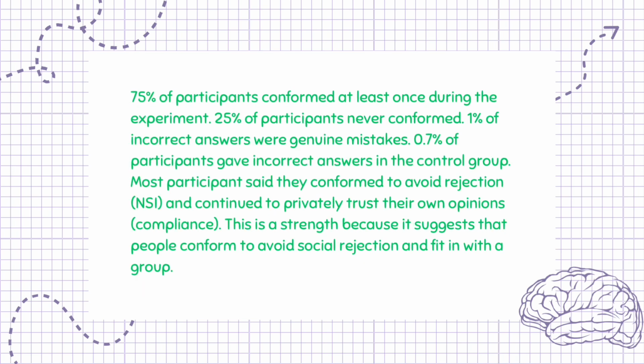75% of participants conformed at least once during the experiment. 25% of participants never conformed. 1% of incorrect answers were genuine mistakes. 0.7% of participants gave incorrect answers in the control group. Most participants said they conformed to avoid rejection, NSI, and continued to privately trust their own opinions, compliance. This is a strength because it suggests that people conform to avoid social rejection and fit in with a group.